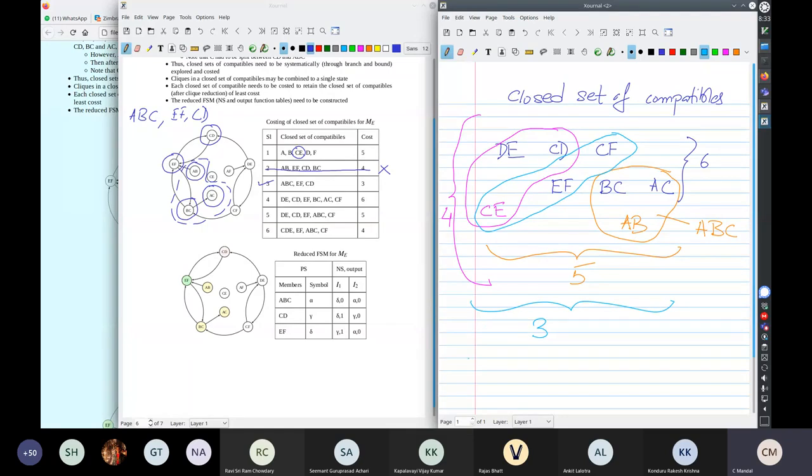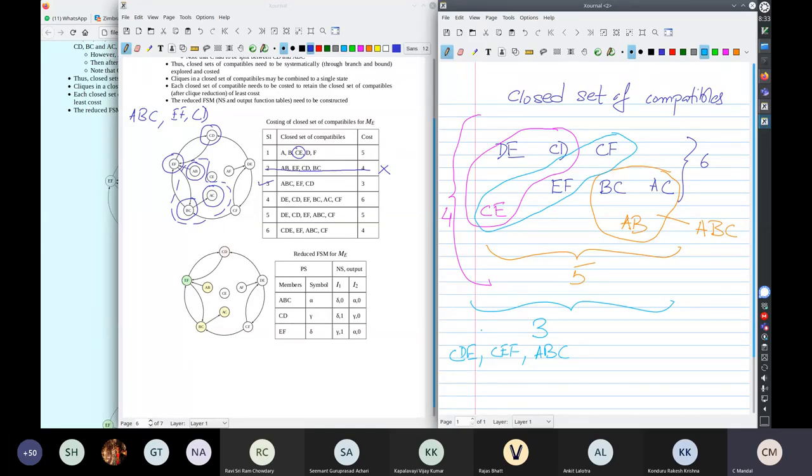So in that case, you have this thing. CDE and CEF, and you can see ABC. Okay, yeah. So that is also possible.